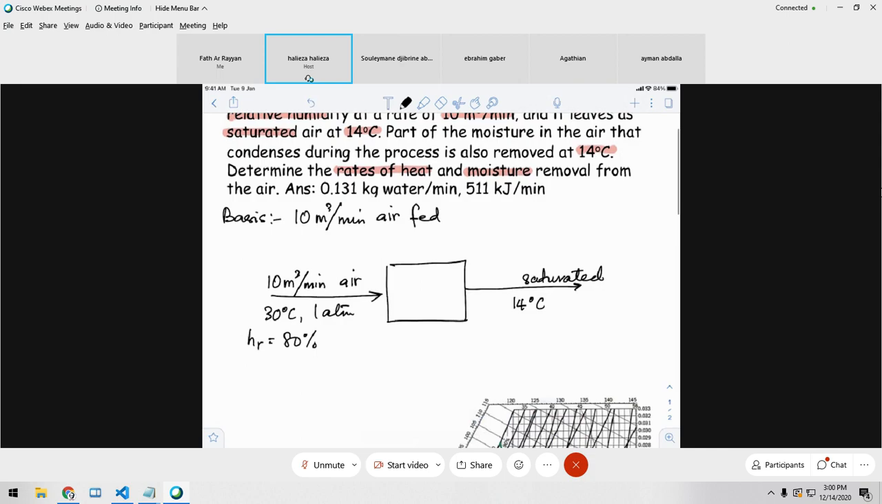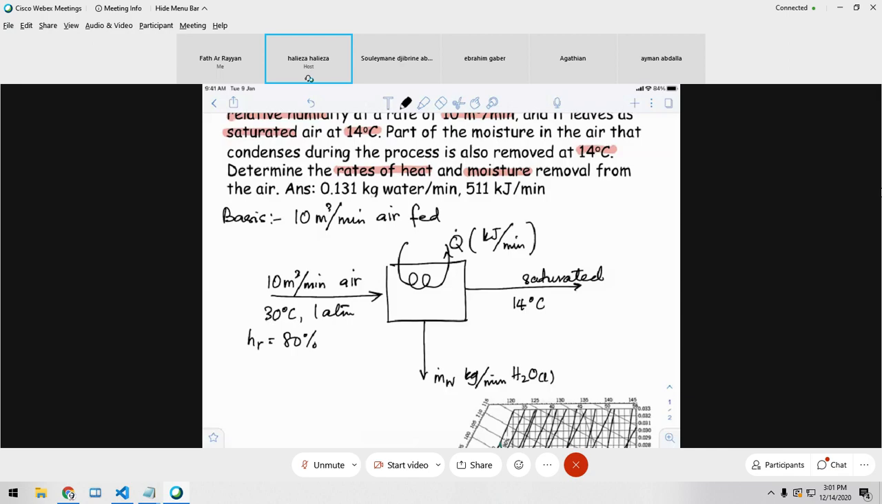You will also have water condensing out. Let's give it the symbol m subscript water, in kilograms per minute, because the unit is per minute, of liquid water. That's your block diagram. Definitely there is an amount of heat being removed, so we are going to calculate that in kilojoules per minute.